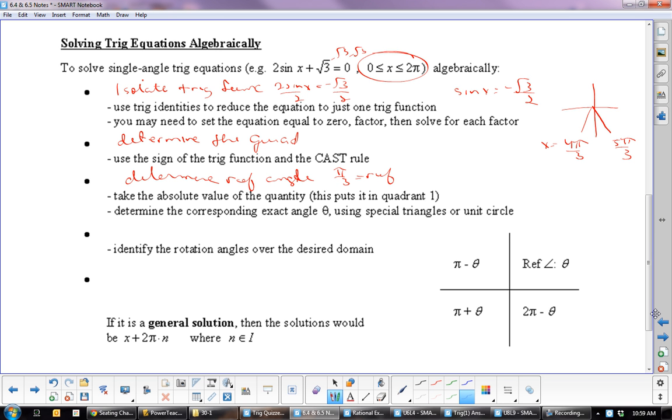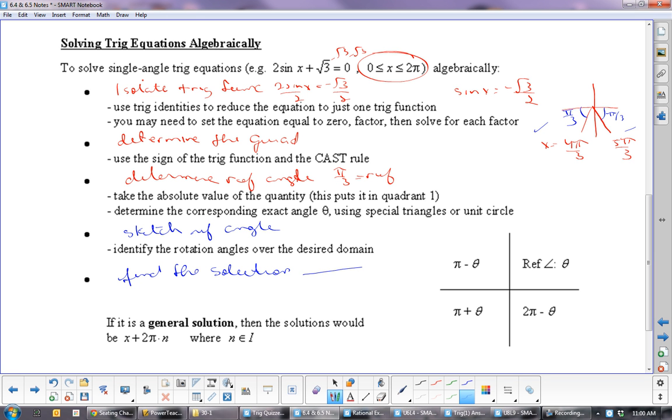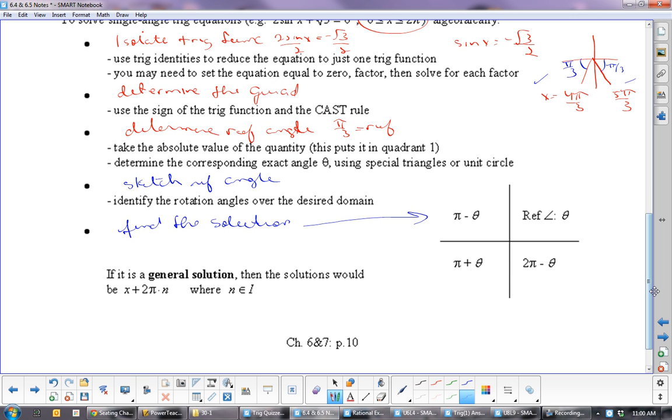Okay, and then you go, okay, we were in these two quadrants, so we're going to do pi over 3, pi over 3. The next step was to sketch the reference, which we just did. And then find the solution using this, right? If it would have been quadrant 1, the reference angle is the answer. If it's quadrant 2, pi minus the reference. Quadrant 3 is pi plus the reference. Quadrant 4 is 2 pi minus the reference.